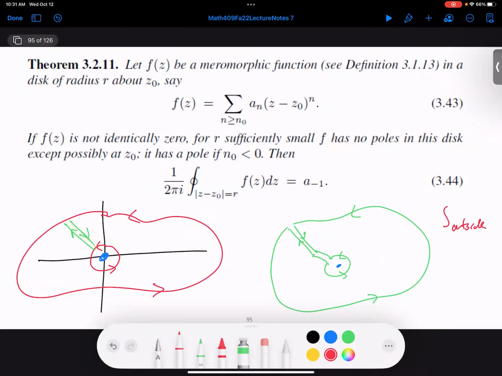let's see if I'm doing this the right way. I've got my curve oriented the wrong way. I apologize. It should be oriented this way because I'm coming in. I actually have to go around the integral in this direction. Sorry about that.